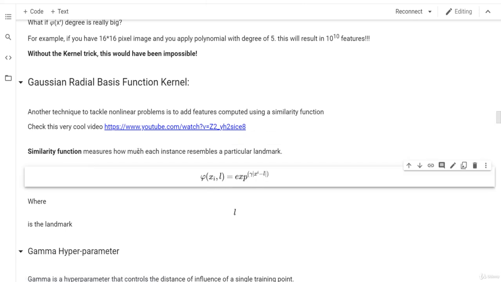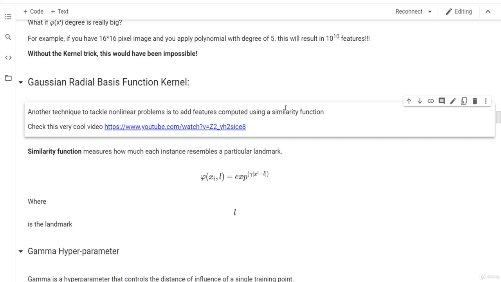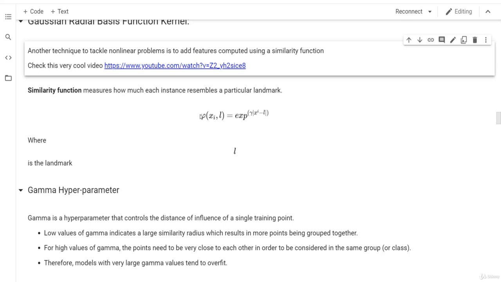The similarity function measures how much each instance resembles a particular landmark. So what is a landmark? The landmark is basically a point that you choose, maybe randomly or based on something, and we call this point the landmark. We will calculate the similarity between each point and this landmark. So the landmark is basically the reference for these data points.